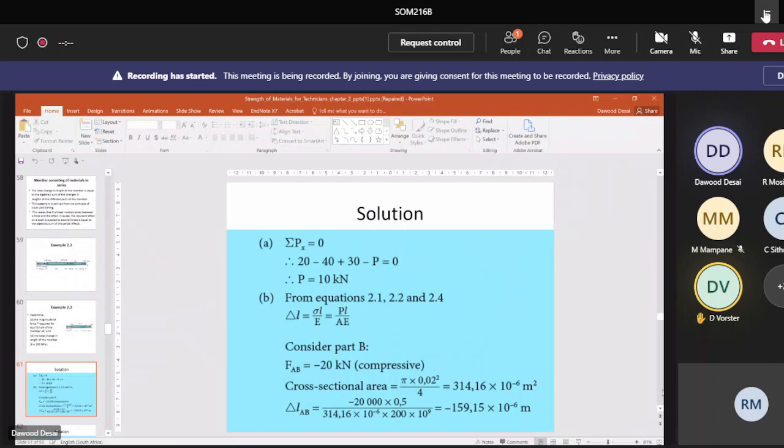Remember, this is a problem where you've got different materials. No problem. Only the Young's modulus is different. It mustn't make you scared. You just apply the correct Young's modulus where you've got FL upon AE. If we're talking about copper, then make sure you put in the copper Young's modulus. And part B wants the total change in length.